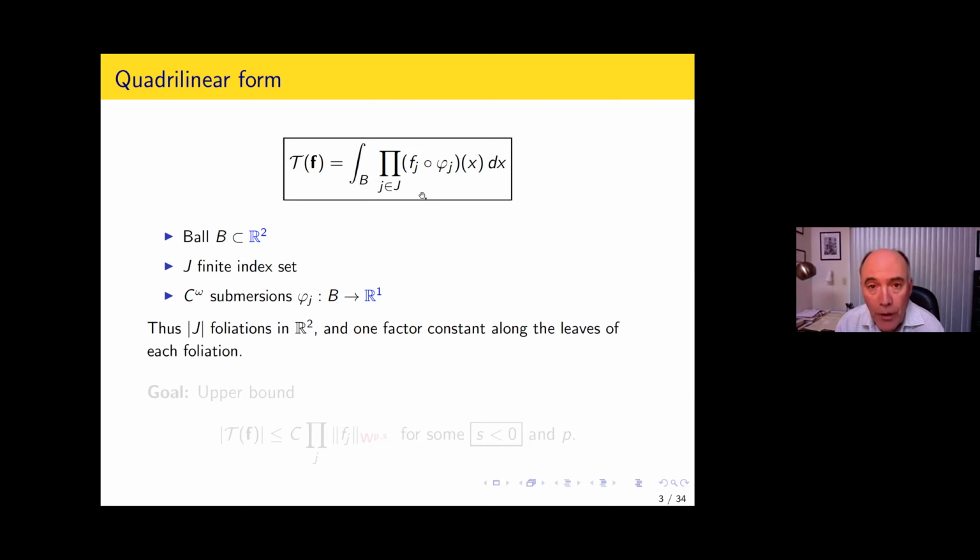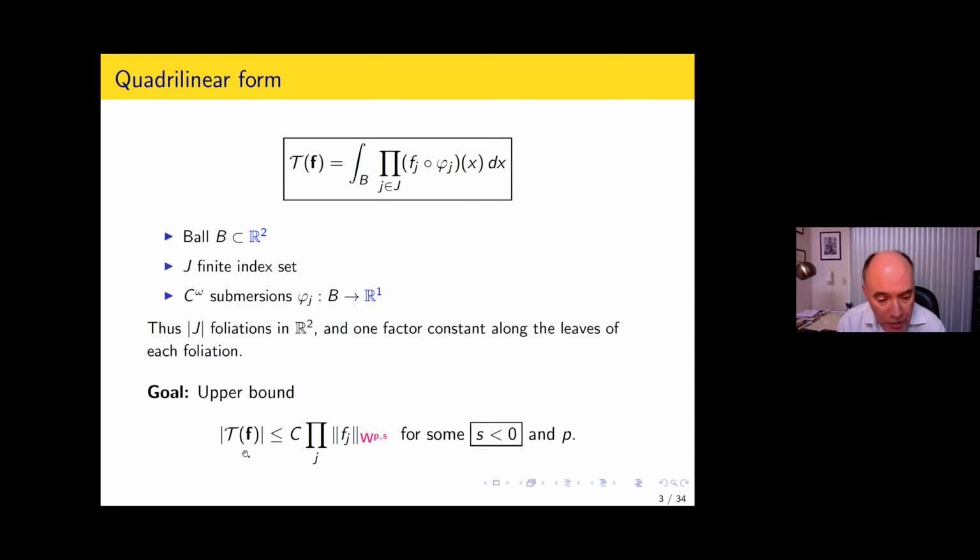You can also think of this as an integral over a Cartesian product of the domains of the f_j's, but we're integrating not over the whole Cartesian product, but only over a certain two-dimensional subvariety. Okay, and my goal is an inequality of the following type.